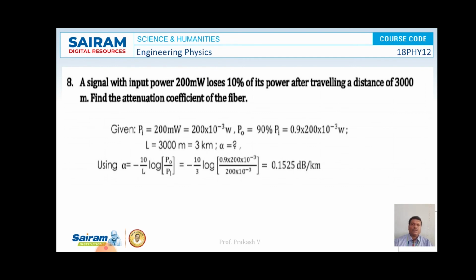So we know the formula alpha is equal to minus 10 by L logarithm of P naught by Pi. So substitute the values of P naught and Pi here and also the value of L. Then on simplification the value of alpha is equal to 0.1525 dB per kilometer. So this is the solution for the given problem.